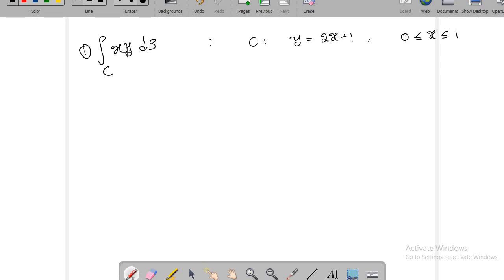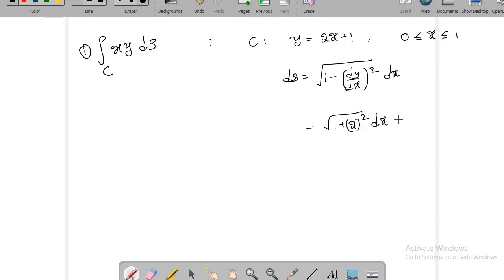Now this is a scalar function, and you know how to write ds. Here, if you look at the given curve, y is given as a function of x, so we can directly write ds as square root of 1 plus dy by dx whole square into dx. This is the same as 1 plus the derivative of this with respect to x, which is 2 squared, into dx, which is actually root 5 into dx. That's it. So ds will be replaced with root 5 into dx. In place of y, you're going to take 2x plus 1.